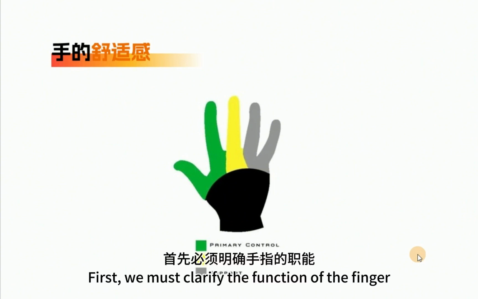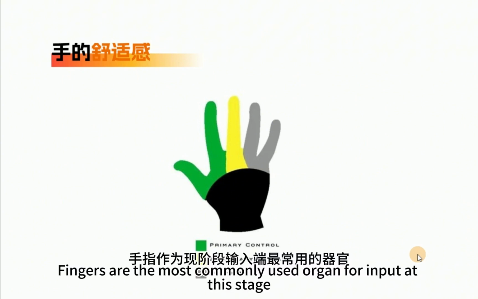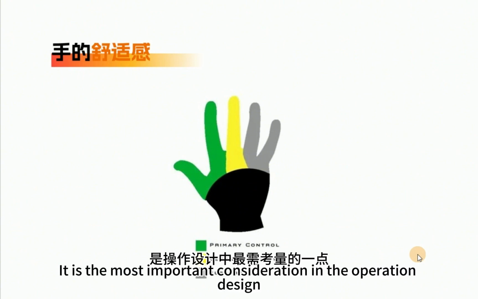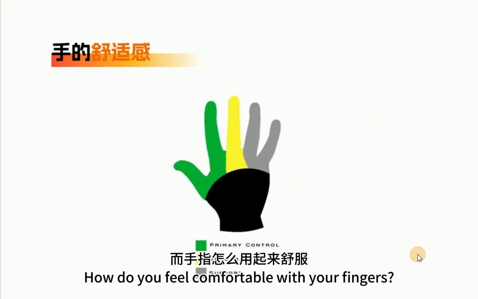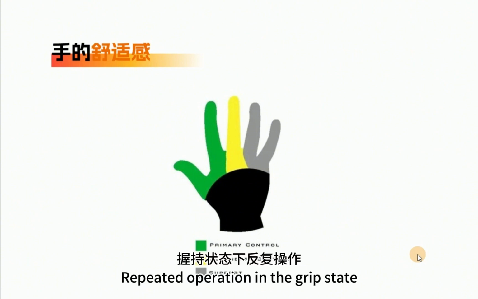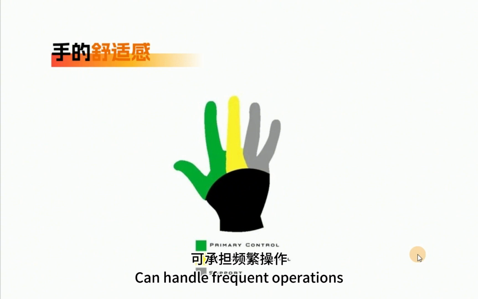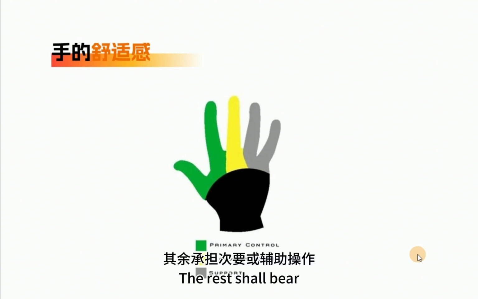First, we must clarify the function of the fingers. Fingers are the most commonly used organ for input at this stage, and the most important consideration in the operation design. How do you make your fingers comfortable? It depends on the hand position during input. In the grip state, repeated operation feels fastest and least tiring for some fingers, which can handle frequent operations. The rest bear secondary or auxiliary operations.